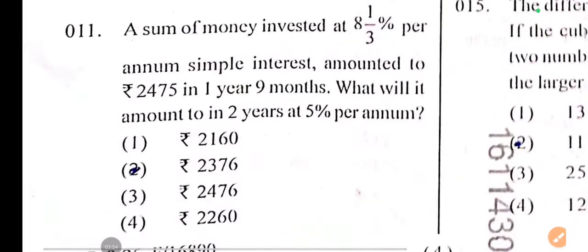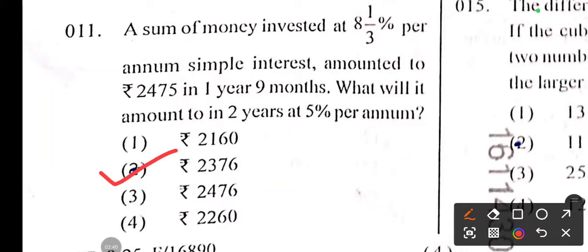11th question. A sum of money invested at 8 1/3% per annum simple interest amounted to rupees 2,475 in 1 year 9 months. What will it amount to in 2 years at 5% per annum? Option 2, rupees 2,376.